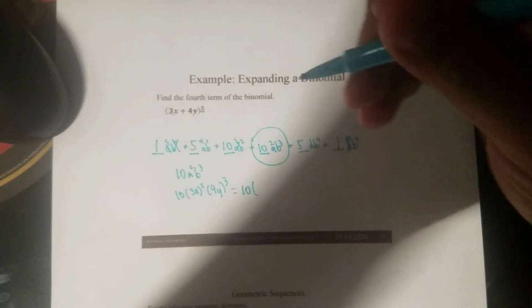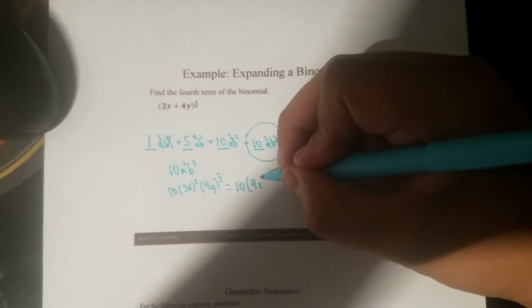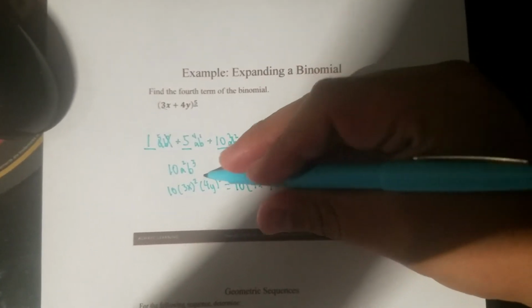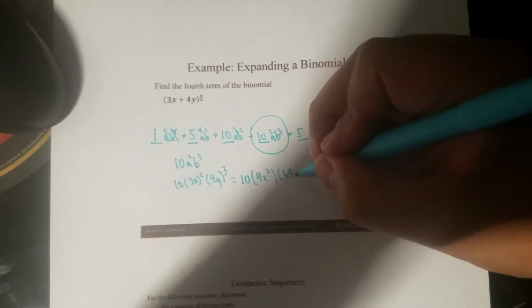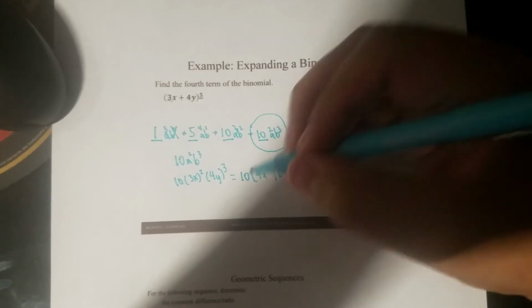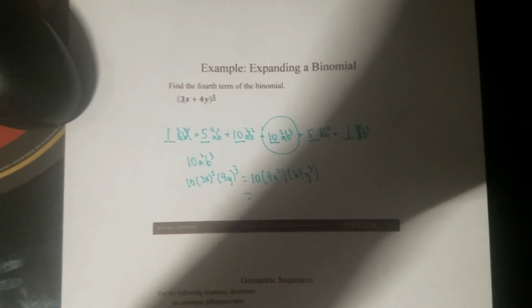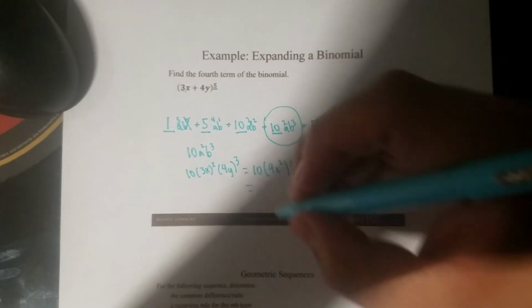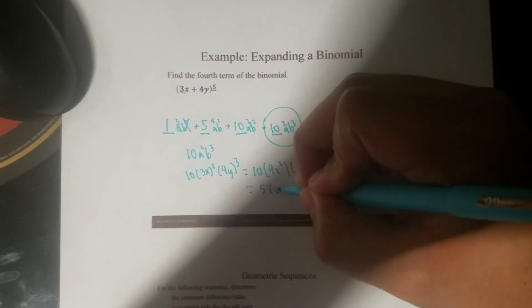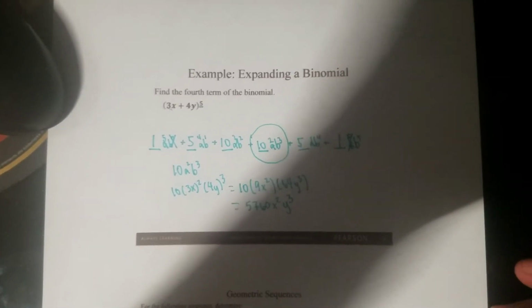So 10 times, distribute the square, so it's going to be 9x squared. Distribute the cube, so 4 cubed is 64. And here I just multiply numbers. 10 times 9 times 64, which equals 5,760 x squared y cubed.